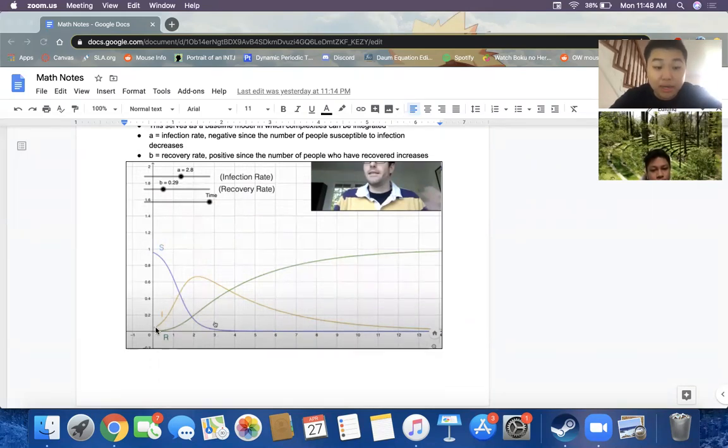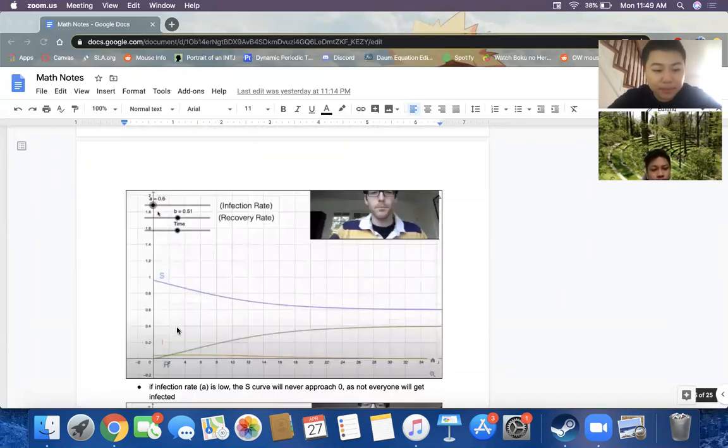The number of people who are infected is going to go up to a certain point, and it's kind of like a bell curve. It's going to go up, and then eventually it's going to curve and go down as over time people recover. So those that are infected is eventually going to drop. And then the recovery is just going to be a straight upward slope. We start out with a few people who have recovered, and then over time, more and more people recover.